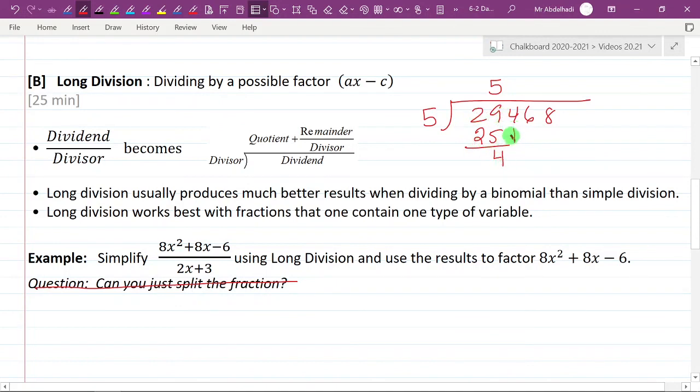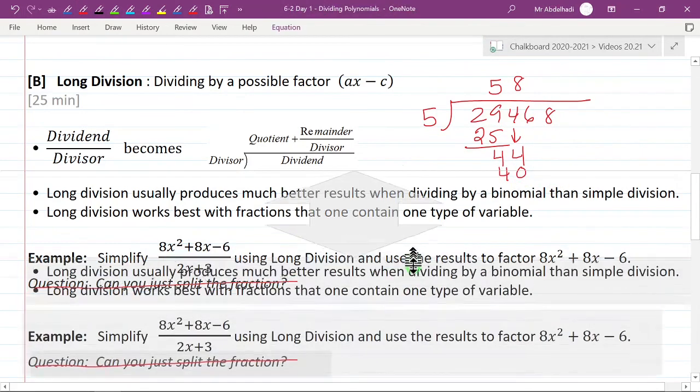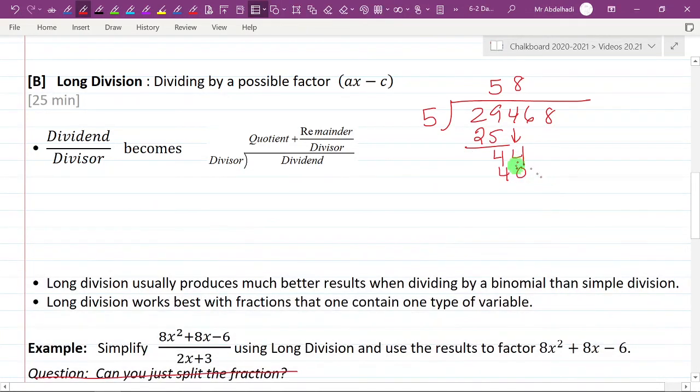Then you brought down the next term, and started the process over again. 5 goes into 44 8 times. 8 times 5, that's 40. And so on and so forth. Let me make some room here. If you had a number left over, that was your remainder. 44 minus 40 is 4. Then you bring down the 6. 5 into 46 is 9. Times 5 is 45. Bring down the 8. 5 into 18 is 3. And you had a remainder of 3.